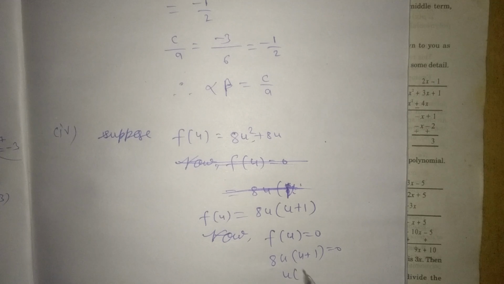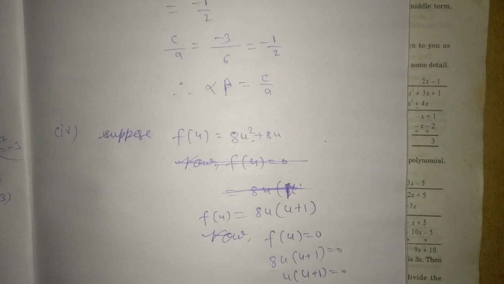So u plus 1 equal to 0, because when we transpose 8 to the right side it becomes divide, and when we divide 0 by 8 we will get 0. So here you can write u is equal to 0, or u plus 1 is equal to 0. So u equal to 0, or u equal to minus 1, when we transpose plus 1 to that side. So u is equal to 0 and minus 1. Suppose alpha is equal to 0 and beta is equal to minus 1.